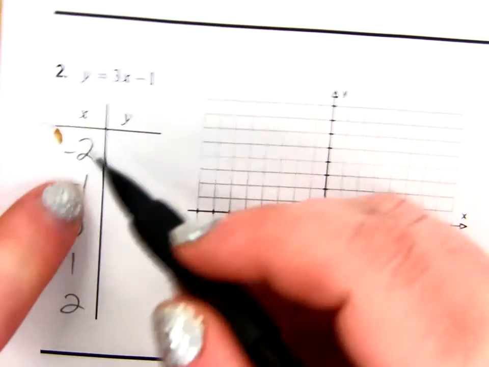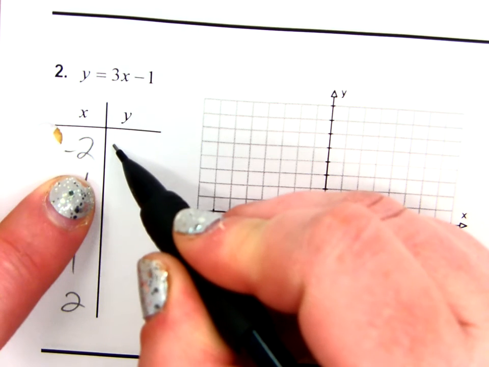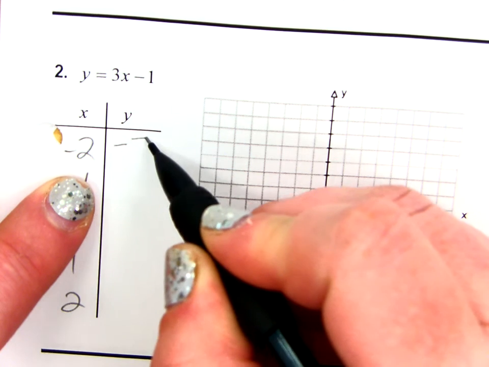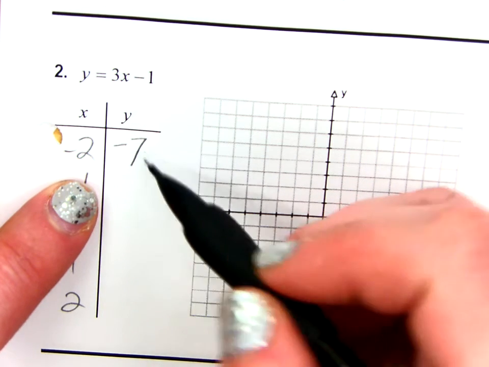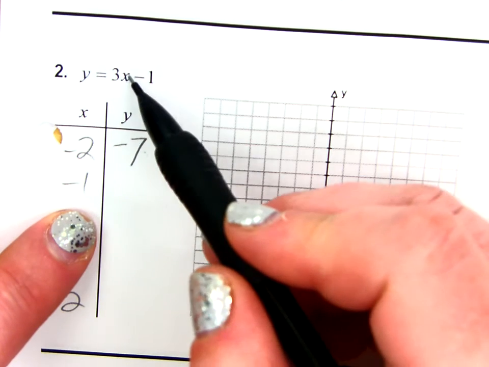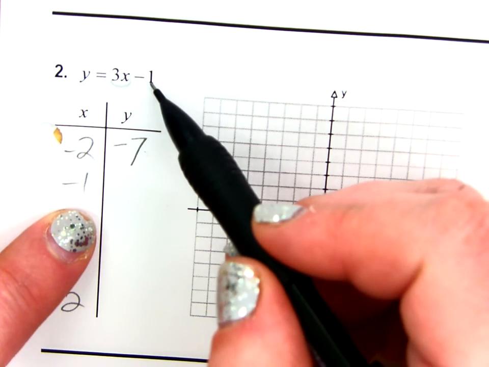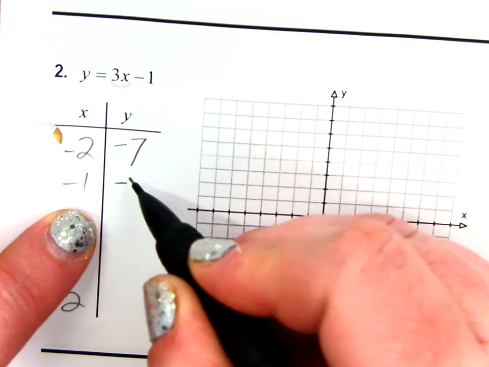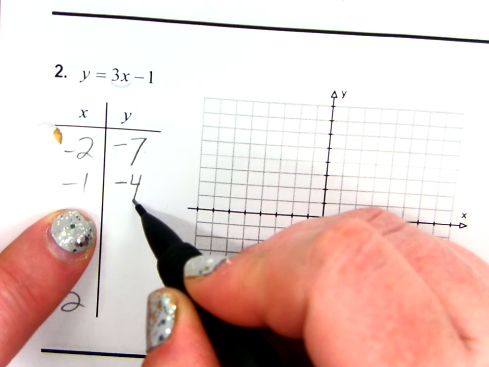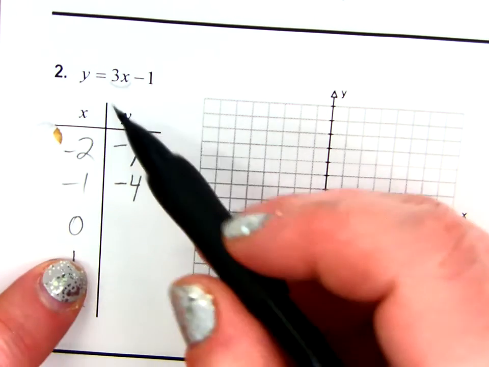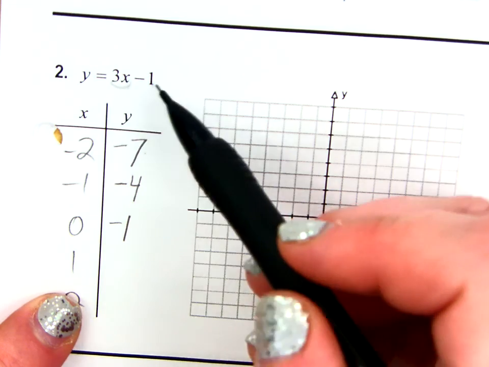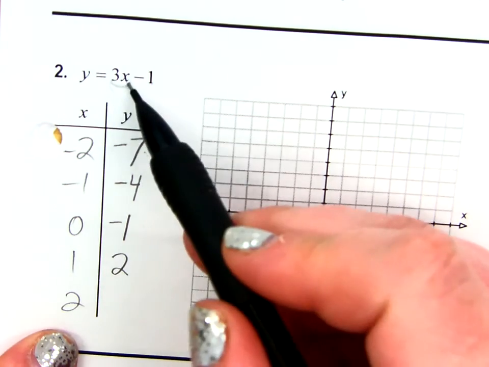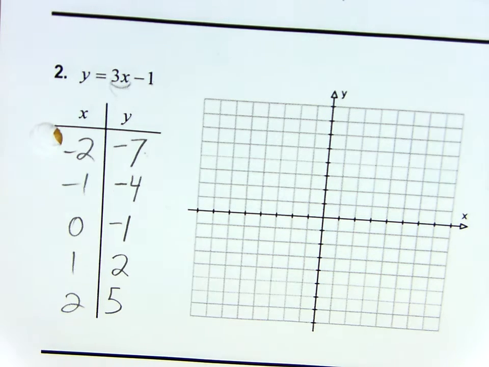How'd we do? When you plug in -2, what comes out? -7 in the end, right? Because you're going to do 3 times -2, which is -6. -6 minus 1, that's how we land on -7. For -1, you'd get -3, and then -3 minus 1 is -4. For 0, -1 comes out, yep. Now we get to plug in positive 1. That's just going to be 3 minus 1 is 2. And then 6 minus 1 is 5. Perfect. So double check that those are the range values that you got out.